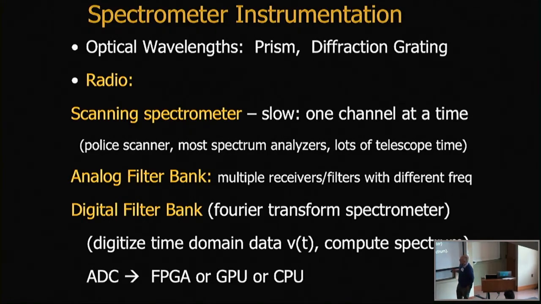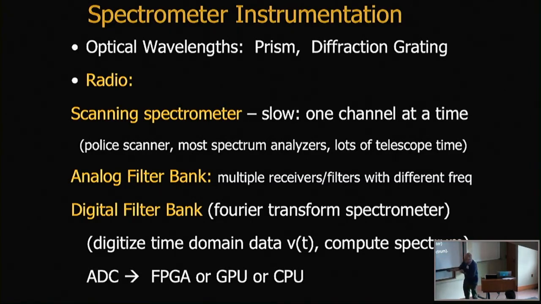The early multi-channel spectrometers were made with analog filters. The new spectrometers, the CASPER spectrometers, and most everybody uses these digital filters, which you can build out of a Fourier transform. Deepti talked about how to do that. You digitize the time domain data with an analog digital converter. You get a voltage as a function of time, and then you can compute the spectrum either with a Fourier transform or a polyphase filter bank, or different ways that you can compute the spectrum.